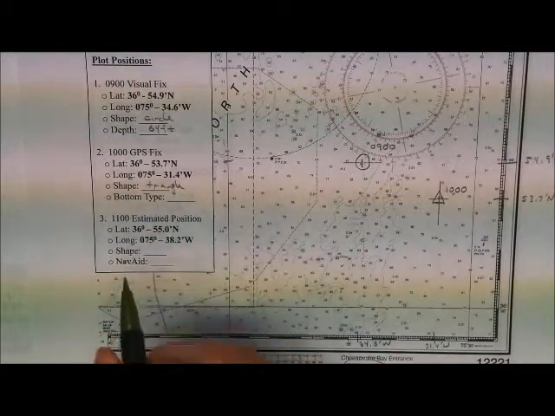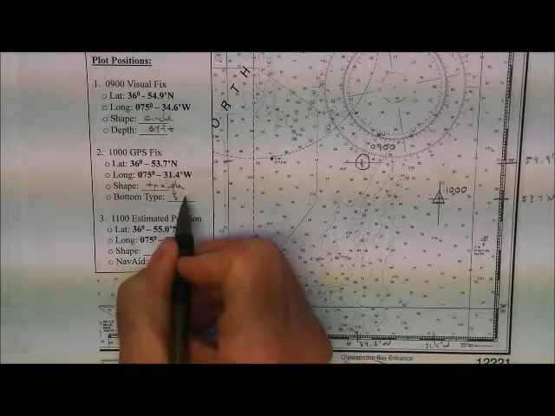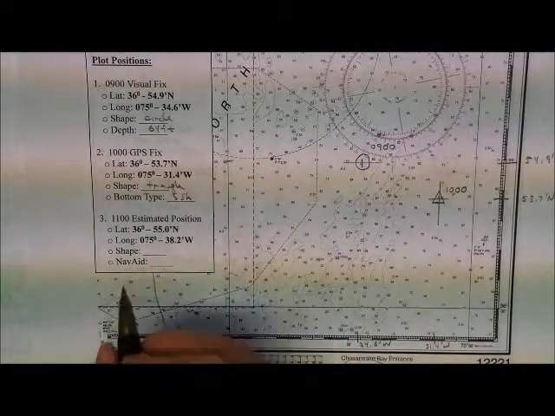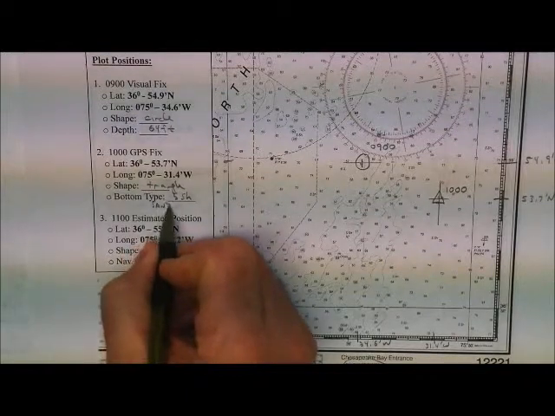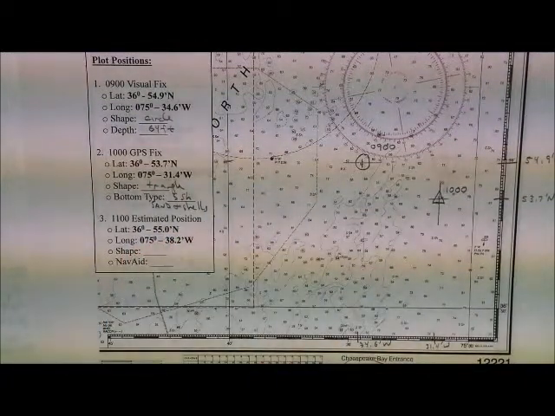And the bottom type. The bottom type is S space SH. So that stands for sand and shells. So that's the bottom type right there.